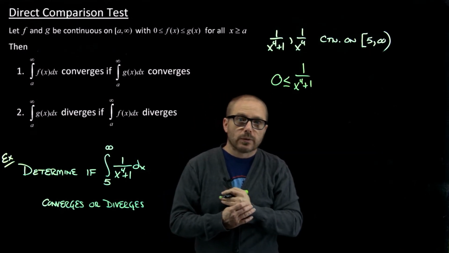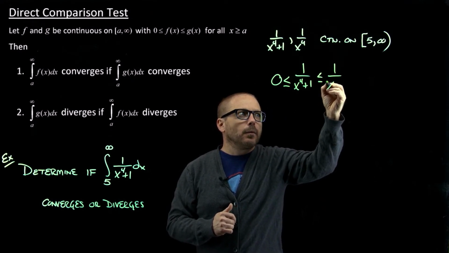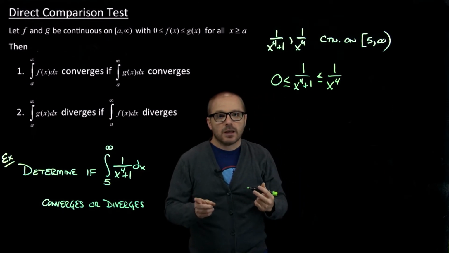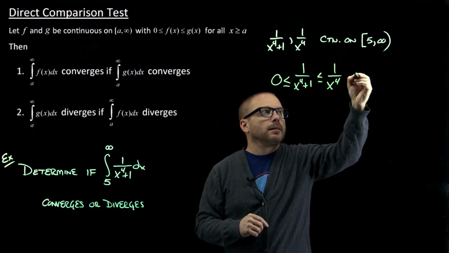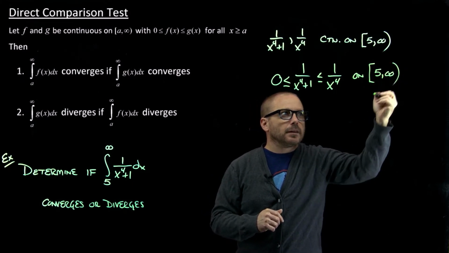So the inequality is that 1 over x to the 4th plus 1 is, the theorem requires it to be greater than or equal to 0, which it is. And it needs to be less than or equal to the one we're going to compare with, which is 1 over x to the 4th, which it is, as long as we're on that interval from 5 to infinity again.